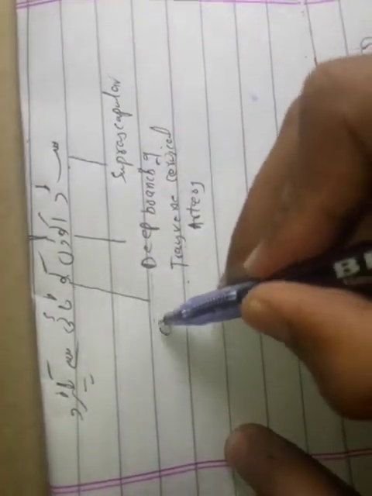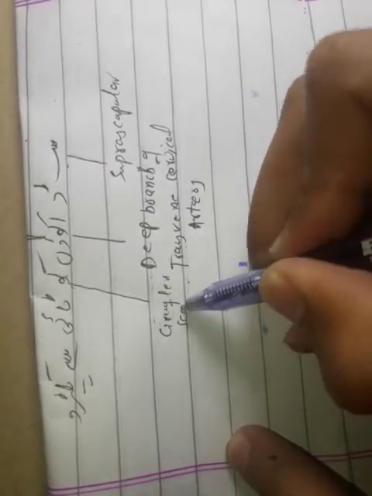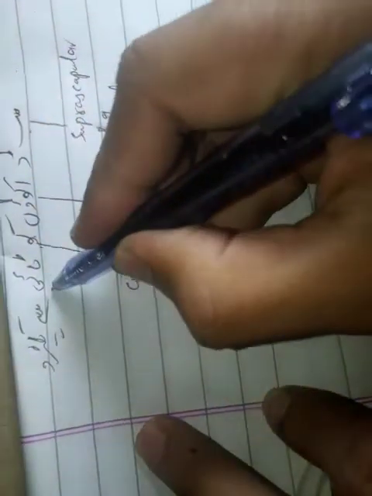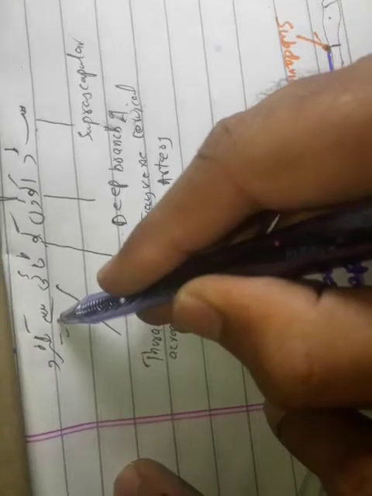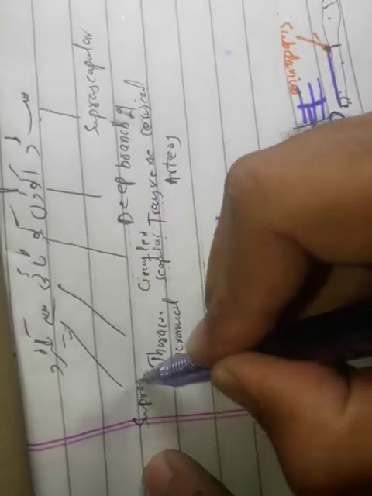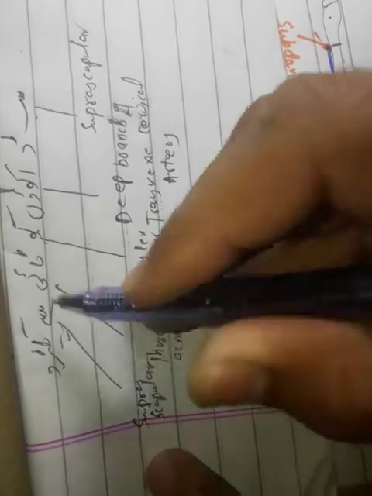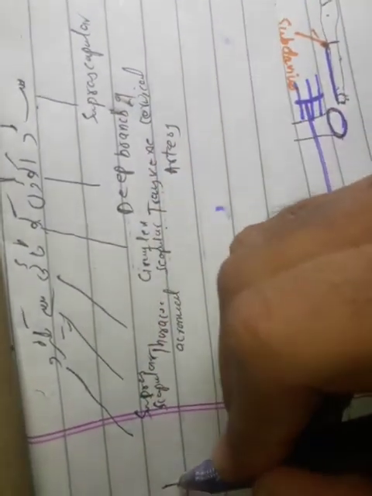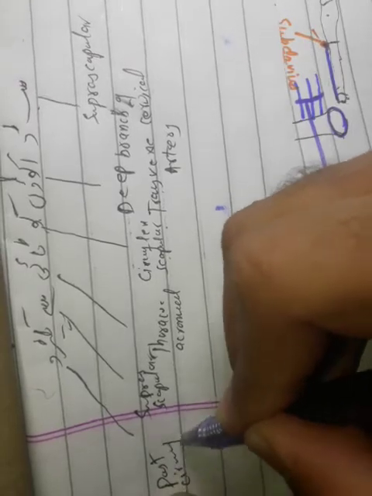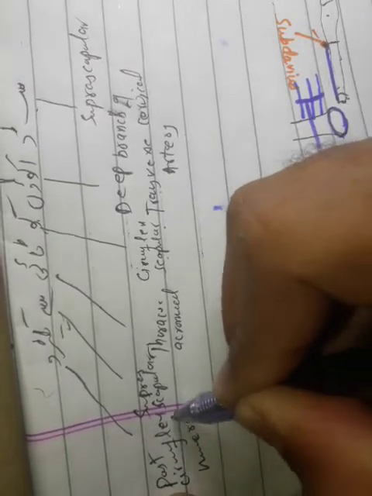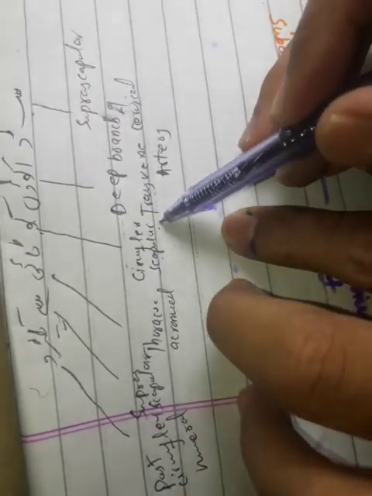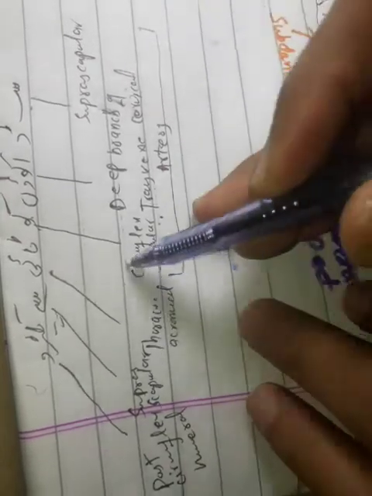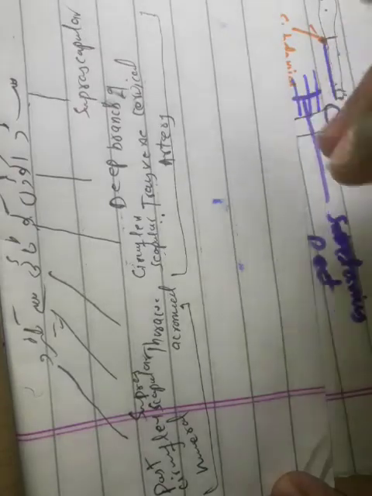C for circumflex scapular artery, T for thoracoacromial artery, C for again suprascapular, and P for posterior circumflex humeral artery. Okay, so this is anastomosis around scapula, and this is anastomosis around acromion process of scapula.